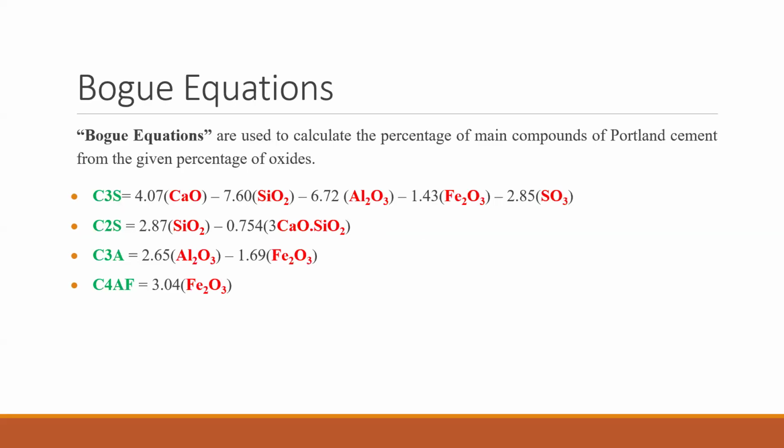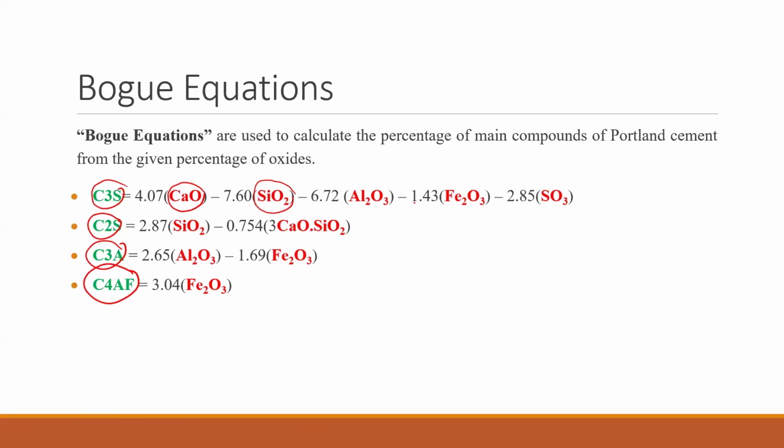So now let's see how we can find the amount of these four components in a cement. When we test materials in a lab, we can't straight away find out how much C3S there is, how much C2S, like that. We can find the amount of oxides in the cement, so how much calcium oxide, how much silicon dioxide. When you know the percentages of these oxides in a cement, we can use these four equations.